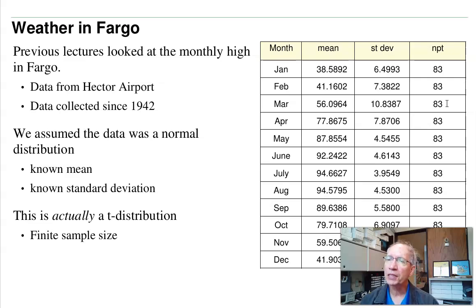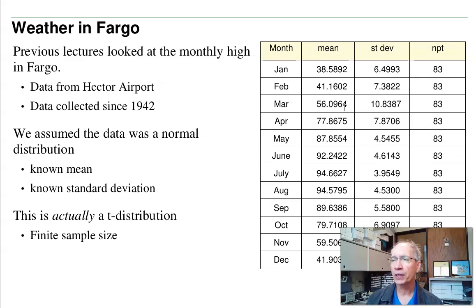Now, we've used this in previous lectures. In previous lectures, we ignored the sample size, called this normal distribution with the mean and standard deviation. Technically, that's incorrect. I do not know the actual average temperature in each month. I do not know the actual standard deviation. We don't have data. We haven't been measuring since the beginning of time. We just have the last 83 data points. When you have a sample from a population, technically, that's a t-distribution. That's not a normal distribution.